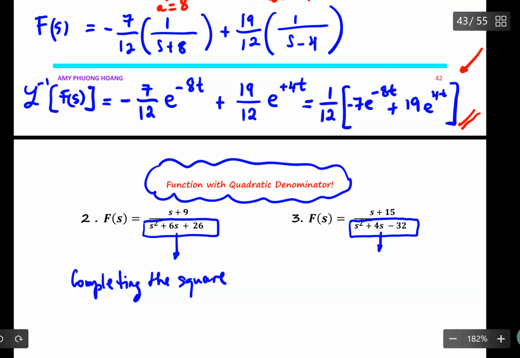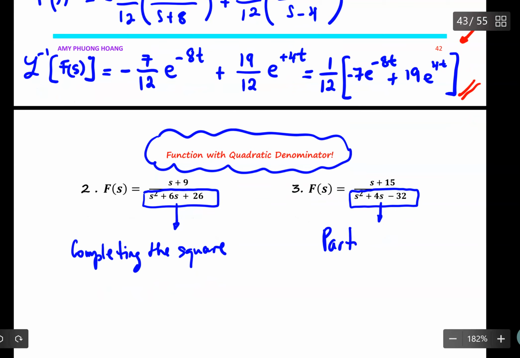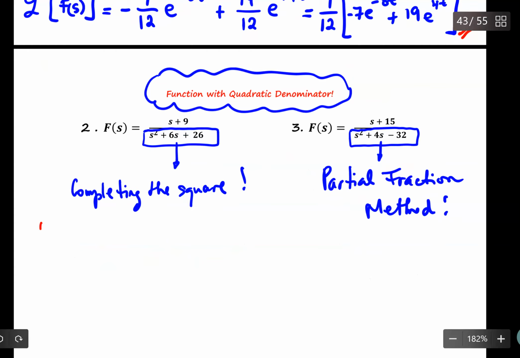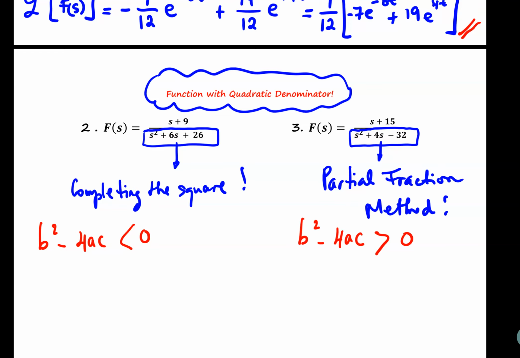So in this one, we are using the partial fraction method. So how do we know that? To know that, we should use b squared minus 4ac. So in this case, it's less than 0. We also test that b squared minus 4ac is actually greater than 0. So we are using the partial fraction method in this case. And then we are using completing the square for this function. Alright, thank you.